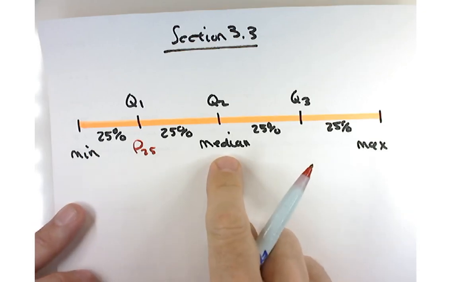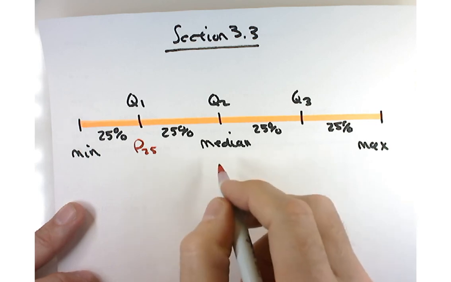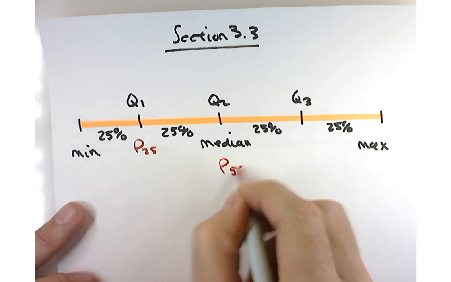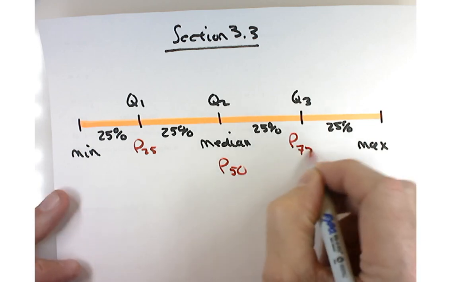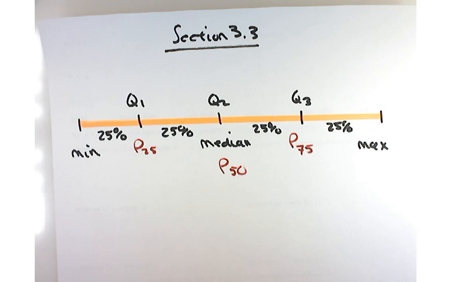What do you think the percentile would be for the median? What would I write here? P50, good. And the last one over here? 75. Dylan, that sounded like you. Thank you so much. So, nice.